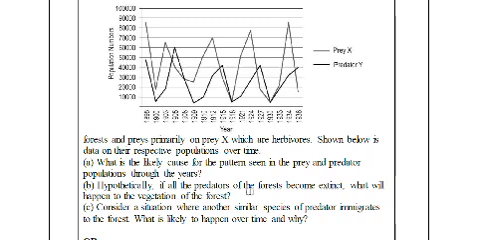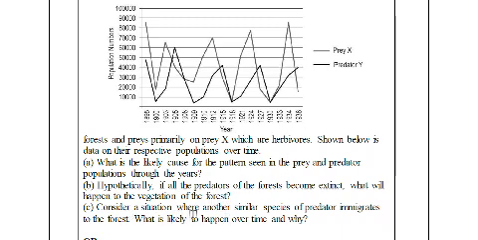Hypothetically, if all the predators of the forest become extinct, what will happen to the vegetation of the forest? Definitely, if the predator population is not there, then the prey population will keep on increasing, eating on the herbs or the grass, and therefore the vegetation will decrease.